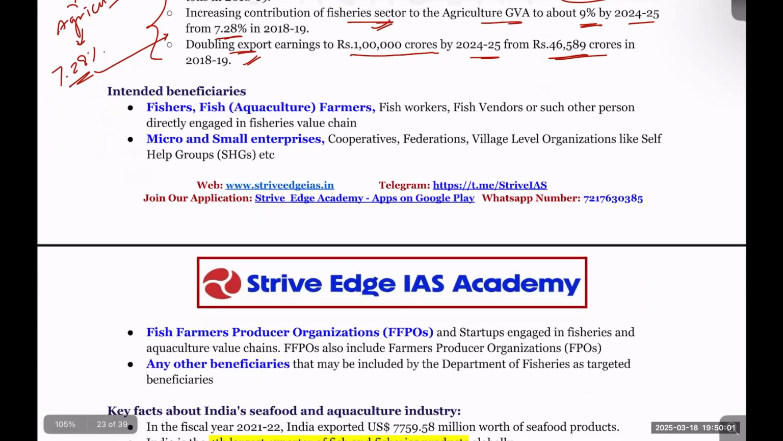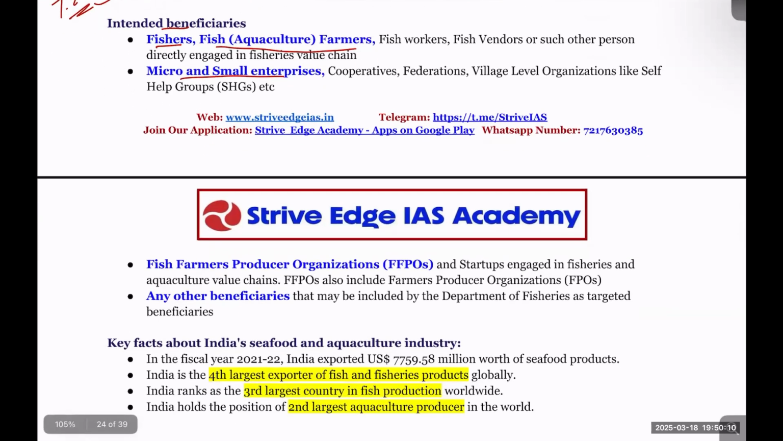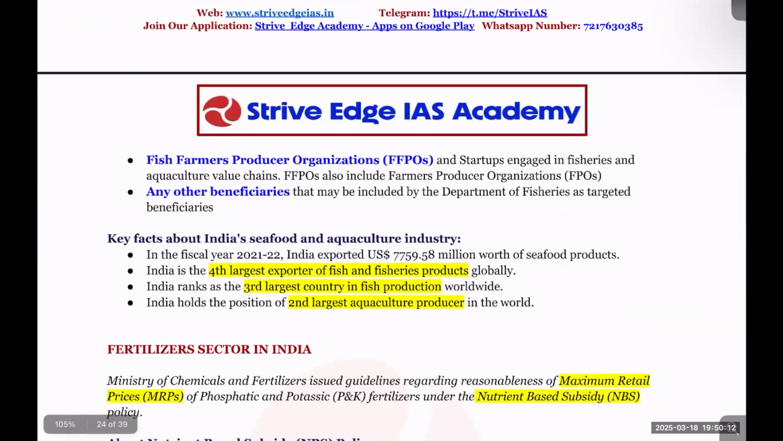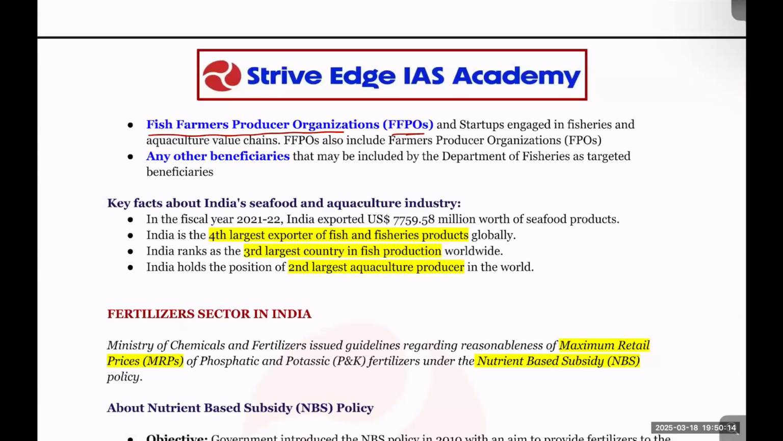Now, who are the intended beneficiaries? Fishers and fish aquaculture farmers. Micro and small enterprises will also be beneficiaries of this scheme. Fish farmers producer organizations, FFPOs. Okay, farmer producer organizations within fisheries.